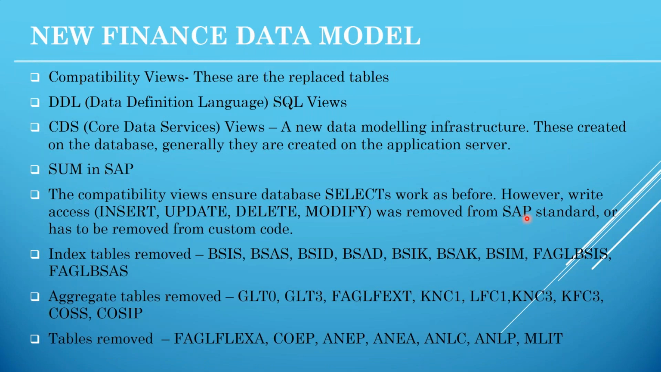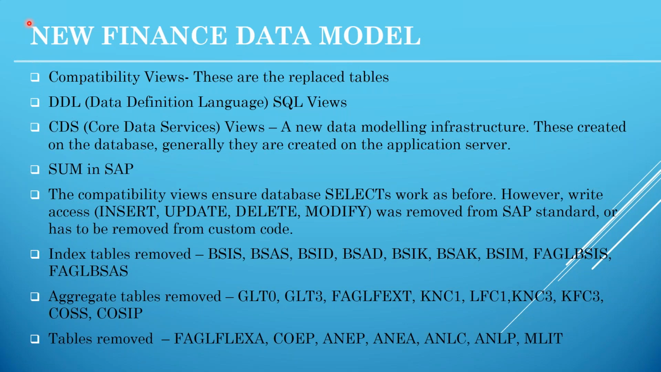And with that, the new architecture itself is given the scope to come up with something new in the finance data model. Earlier, if you had an opportunity to understand the finance model, they used to have different tables in finance itself. The basic tables are the BKPF, which is the header level table, and BSEG, which is a line item table.